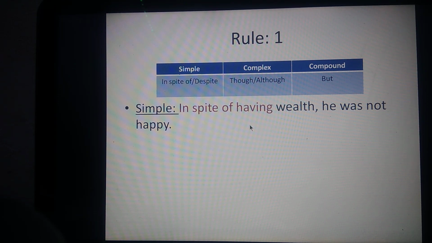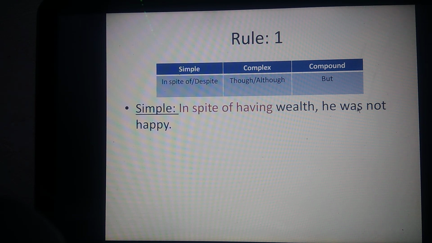ing after it, we change the sentence to complex by dropping out the prepositional phrase in spite of, and then we take the subject from the main clause of the sentence. In this case, the subject is he. So to make this sentence complex, we'll first take this subject he in the first part, as there is no subject here. So he, then here you can see verb ing form having. To make this sentence complex, we must change this verb ing form to a finite verb.